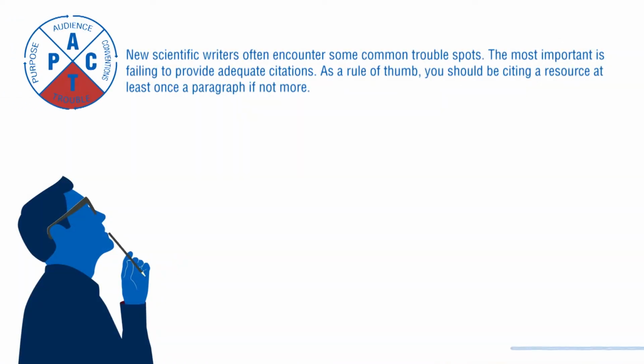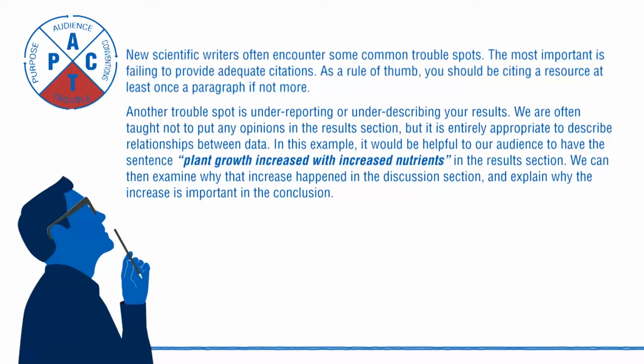New scientific writers often encounter some common trouble spots. The most important is failing to provide adequate citations. As a rule of thumb, you should be citing a resource at least once a paragraph, if not more. Another trouble spot is underreporting or underdescribing your results.